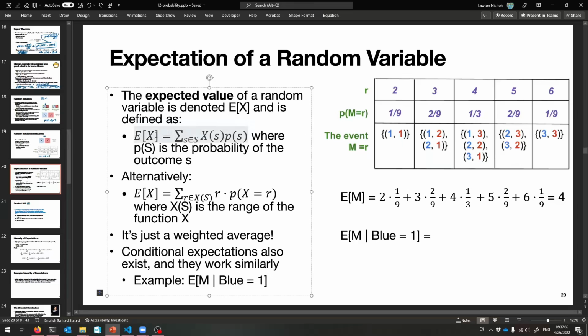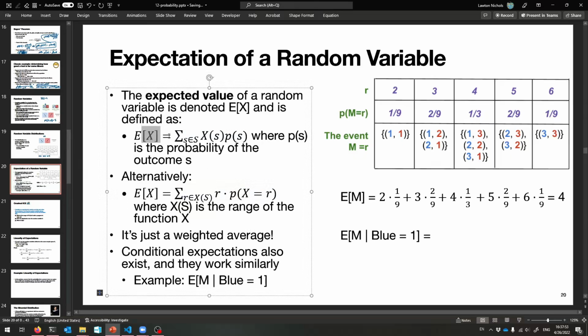And this is how you define it. It's a number again. For all the events, you take the number that the random variable gives you for that event, multiply it by the probability of that event occurring, and add them all together. P of s is the probability of the outcome s. Sorry, that should be a lowercase s. Okay? So that's what you do.